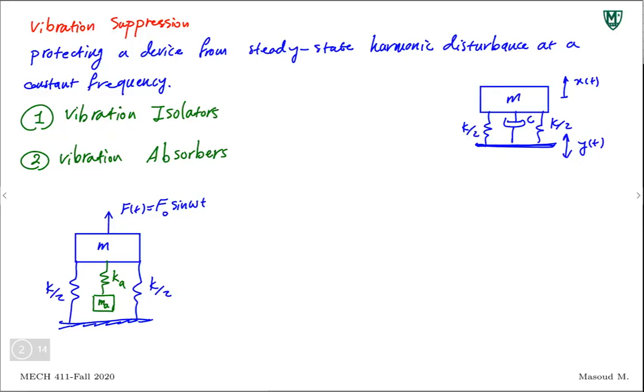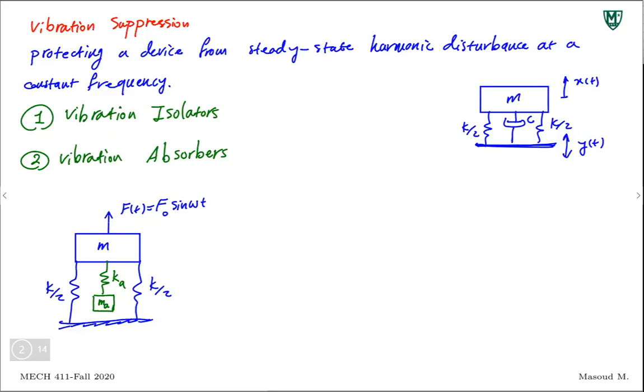Let's look at the theory behind it, and look at the free body diagrams and how we can design. Now the goal would be to come up with a good combination of stiffness and mass for the absorber, K and MA, to be able to absorb the maximum amount, to minimize the motion of the main mass M as much as possible. Let's see how it can be done.